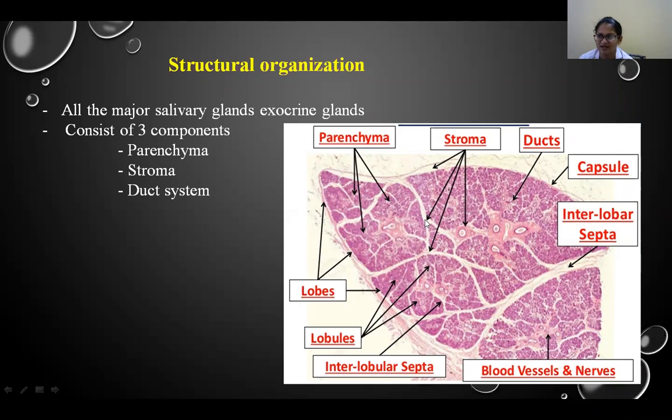It is formed by a connective tissue. Mainly the blood vessels and nerves will enter through this connective tissue. Along with them, ducts also pass through this connective tissue.